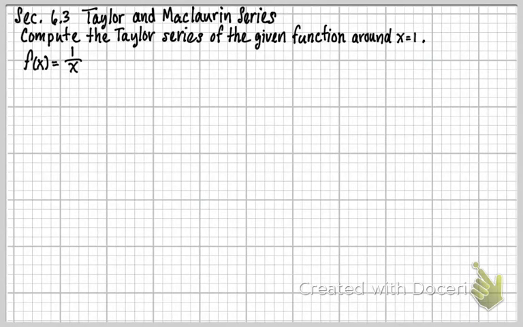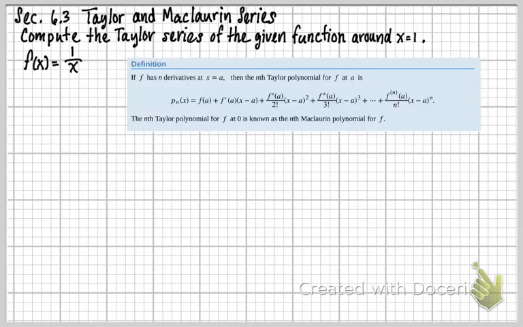So this problem says compute the Taylor series of the given function around x equals 1. So again, we need our formula. So here's our formula. I'm going to need a bunch of derivatives until I understand what my nth derivative is. So that's what I'm going to do first. A bunch of derivatives.